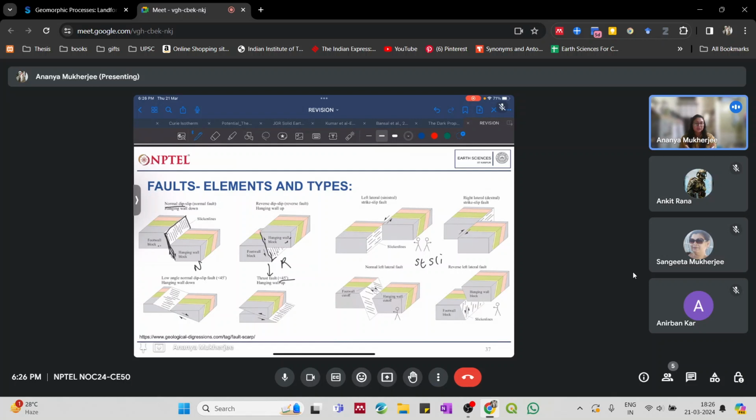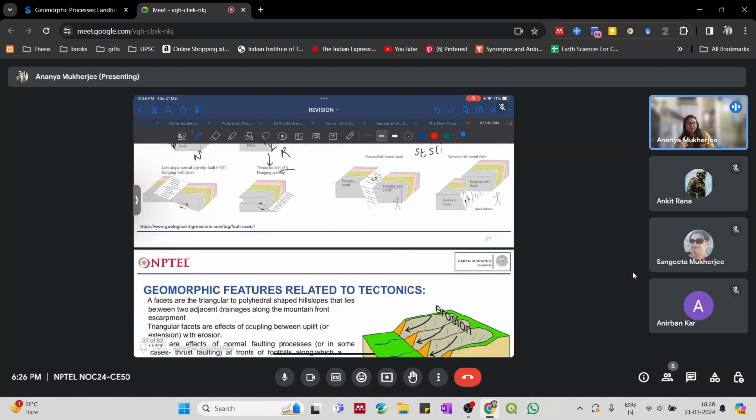And for a strike slip fault, this is similar to what we had seen in the transform plate boundary, where the blocks are moving past each other, so they slide along past each other. So those are the different faults.